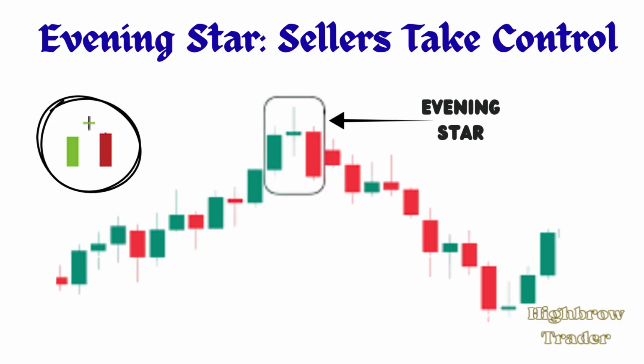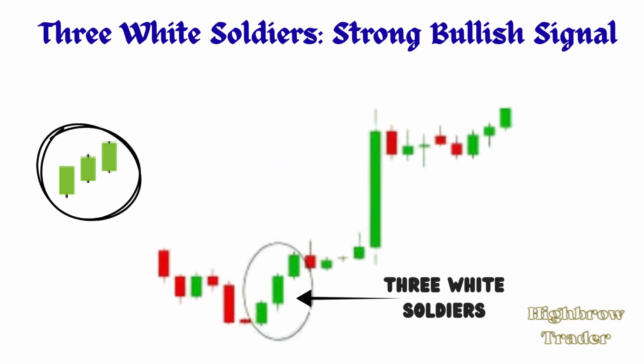The 3 white soldiers is a strong bullish continuation or reversal pattern that appears after a downtrend or consolidation. It consists of 3 long-bodied bullish candles, each closing progressively higher. Each candle opens within or near the body of the previous candle, and ideally, the wicks are small, showing that buyers controlled the session from open to close. Look at the chart below. You'll see 3 consecutive green candles with small or no wicks, indicating sustained buying interest and growing confidence among bulls.